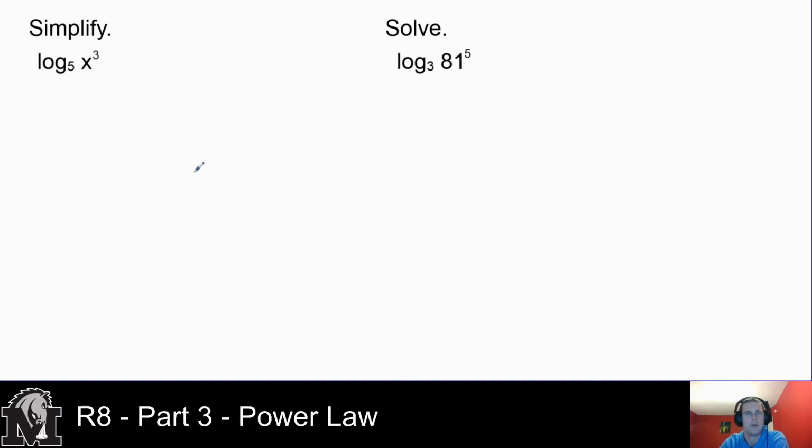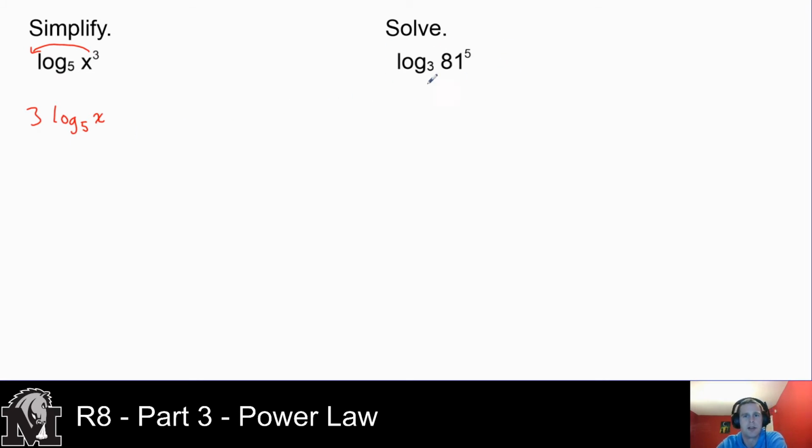And on to a few example problems. So our first one says simplify. We have a logarithm where the argument has an exponential number in there. So we're going to write that exponent out in front. So this simplifies to 3 log base 5 of x.